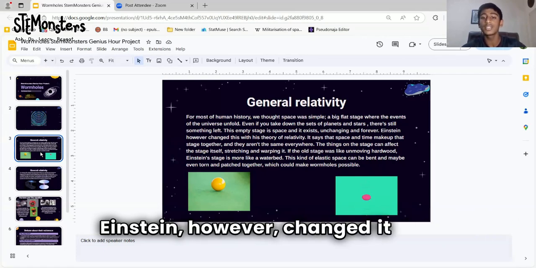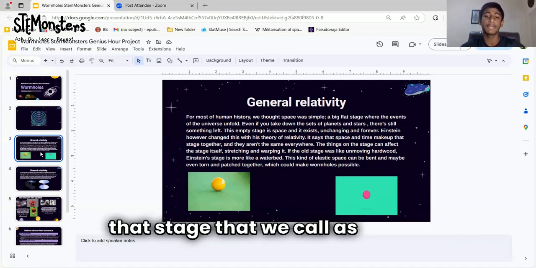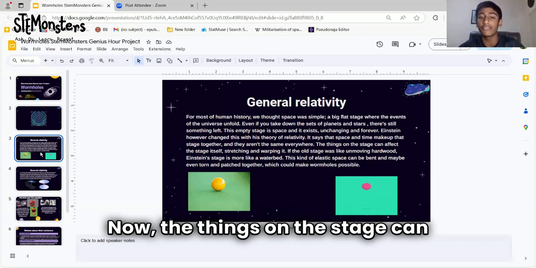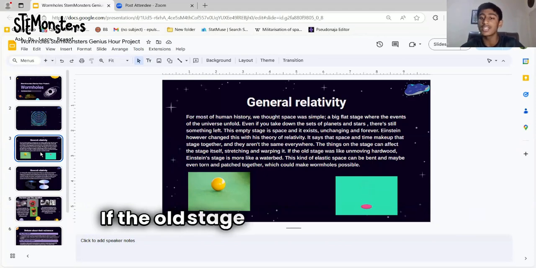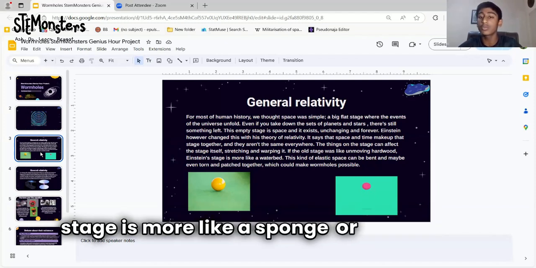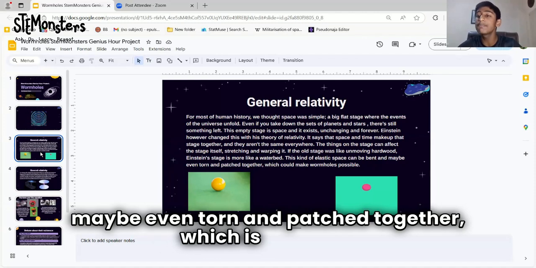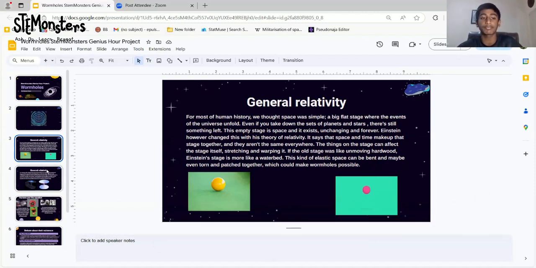Einstein, however, changed it with his theory of relativity. It says that space and time make up that stage that we call space. Now, the things on the stage can affect the stage itself, stretching it and warping it. If the old stage was like unmoving hardwood, Einstein's stage is more like a sponge or a waterbed. And this kind of elastic space can be bent and maybe even torn and patched together, which is the basic principle of wormholes and theoretically makes it possible.